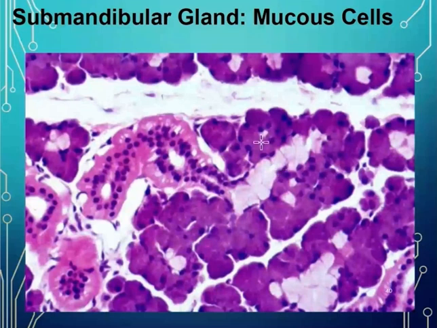Serous cells, which are darker, and mucus cells, which are pale in color. And they both secrete into a common lumen, as we've seen in the diagram.